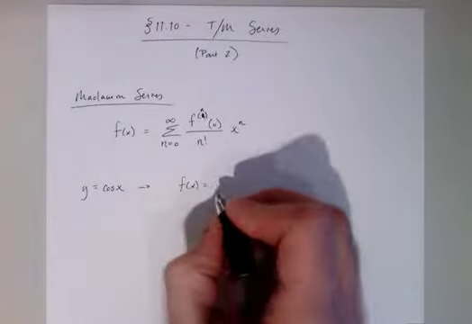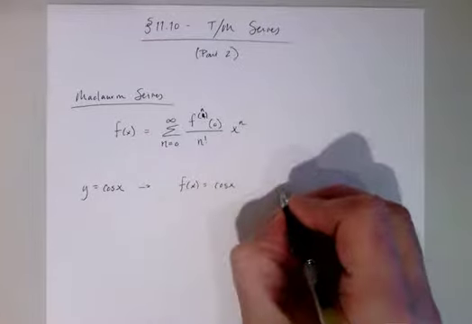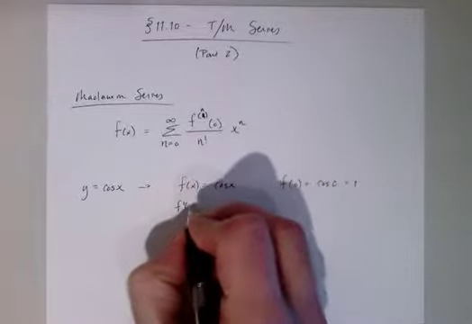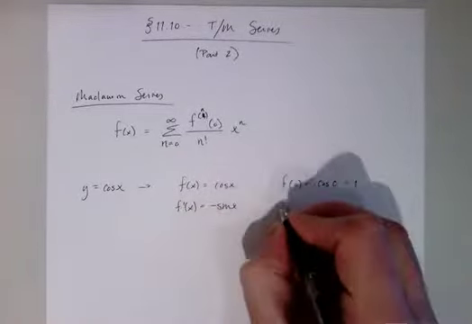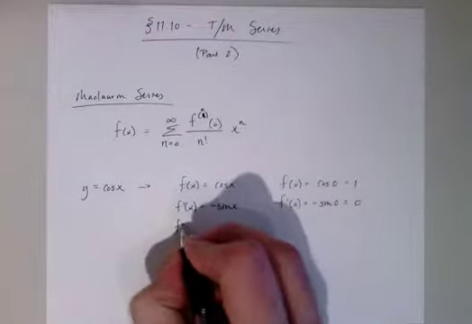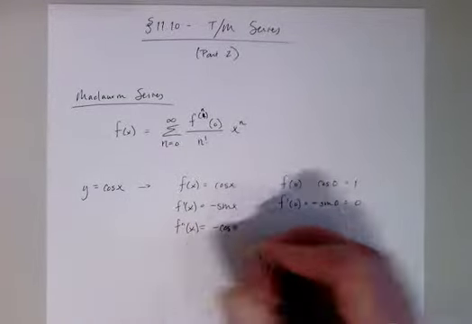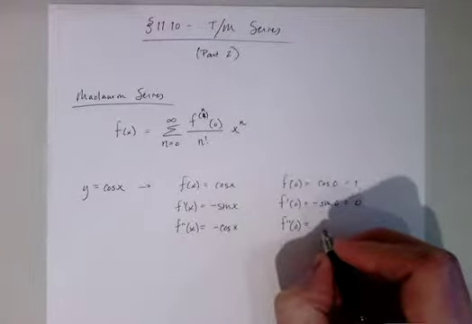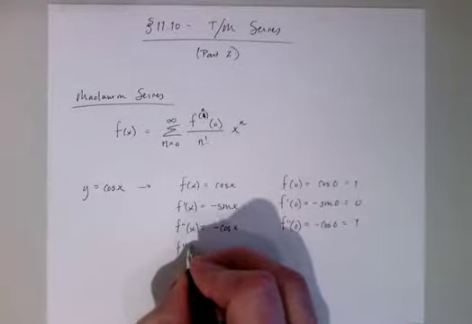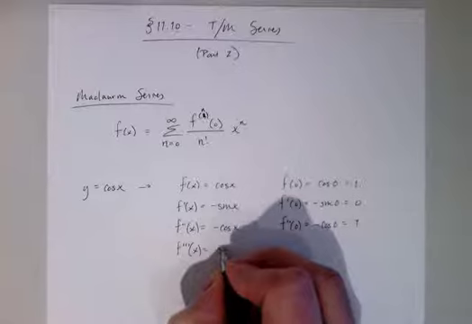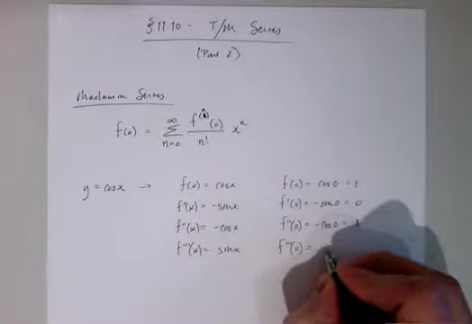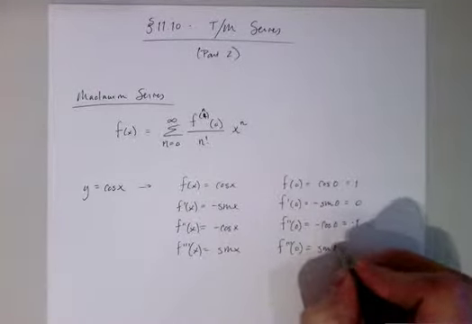The original, let's call it f of x, is cosine x, and therefore f of 0 is cosine 0, or 1. We know that the first derivative is going to be negative sine x, and the first derivative at 0 is going to be 0. We know the second derivative is going to be negative cosine x, and therefore the second derivative at 0 is going to be negative cosine 0, or negative 1. We know the third derivative, and of course since this is patterned, you can just assume that it's going to continue in the same way. That's going to be sine of 0, or 0.